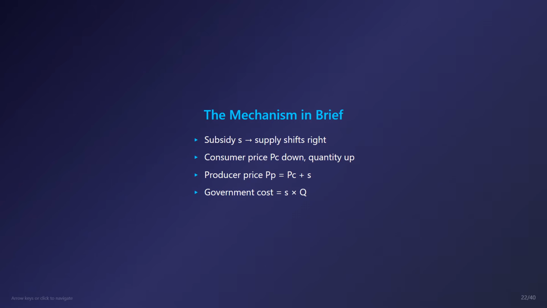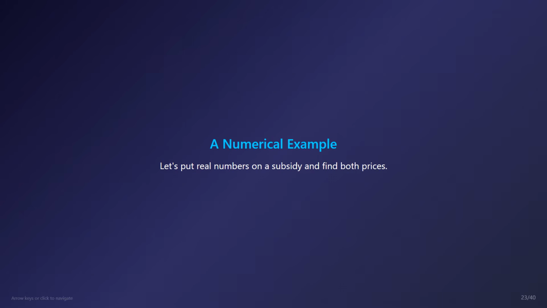A subsidy of S shifts supply to the right. The consumer price PC falls, and the quantity rises. The producer price is PC plus S, and the cost to the government is S times the quantity. Let's put real numbers on a subsidy, so you can find both prices and the cost.